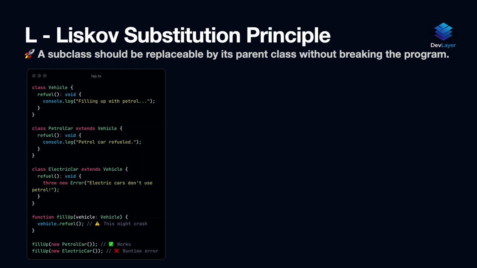Say you have a class Vehicle that has a method refuel. A petrol car extends Vehicle, which is expected as it also refuels with petrol. But then you have an electric car which also extends Vehicle. Now what happens if you call the refuel method on the Vehicle object and the Vehicle object is an object of ElectricCar? It throws an error.